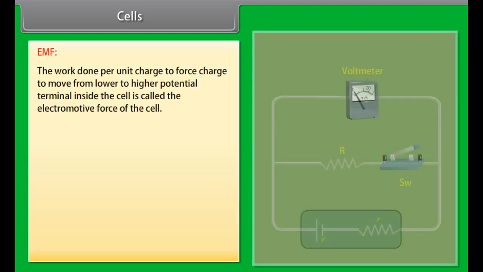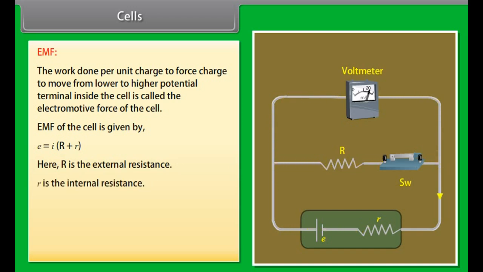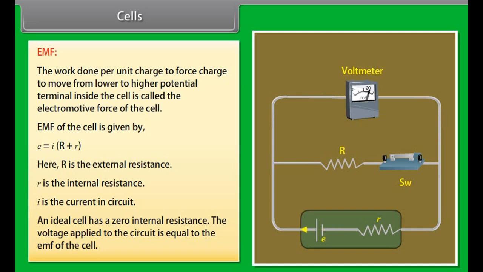EMF. The work done per unit charge to force charge to move from the lower to the higher potential terminal inside the cell is called the electromotive force of the cell. The EMF of the cell is given by E = I(R + r). Here capital R is the external resistance, small r is the internal resistance, and I is the current in the circuit. An ideal cell has zero internal resistance. The voltage applied to the circuit is equal to the EMF of the cell.